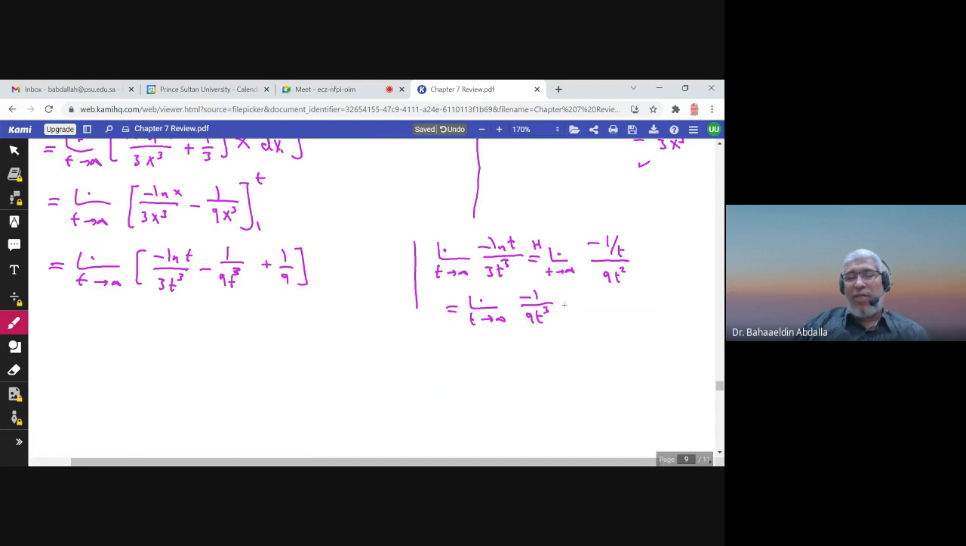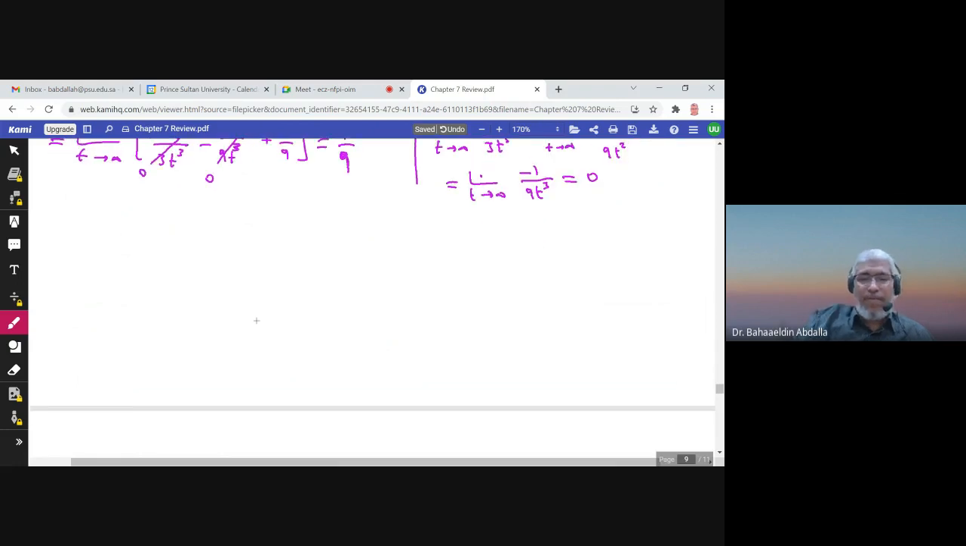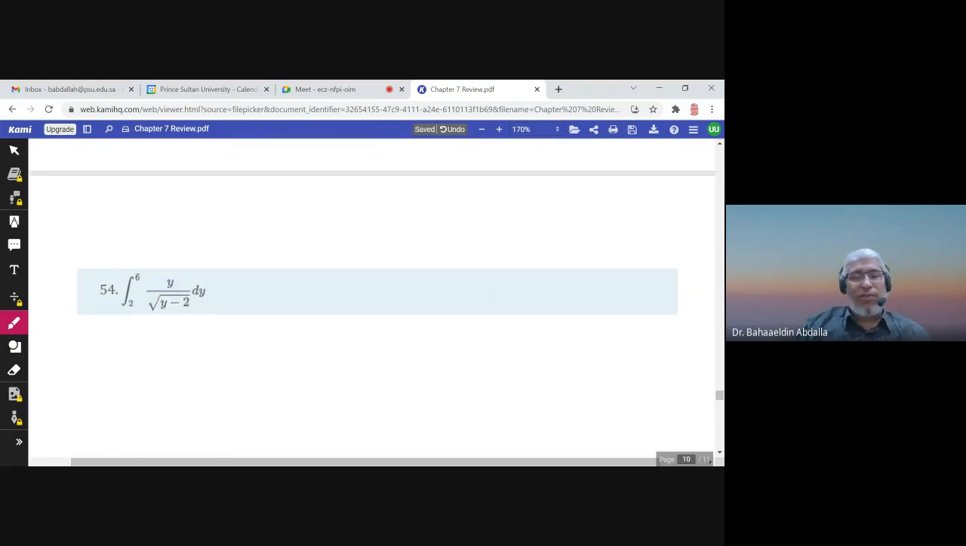And now if I replace t by infinity, negative 1 over infinity is 0. So this limit, the first one, will go to 0. Here, 1 over infinity is also 0. So the answer would be 1 over 9. So it is also convergent.